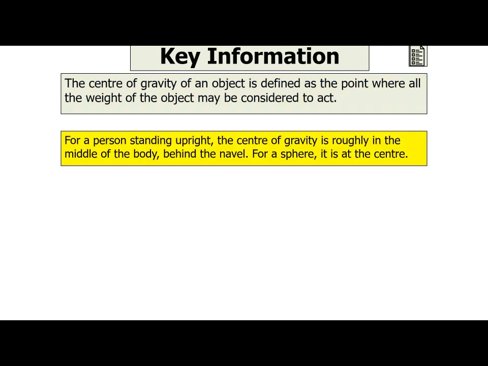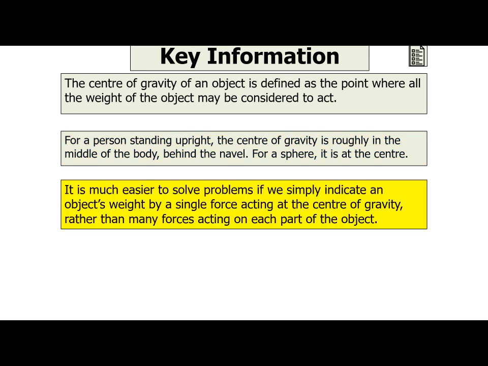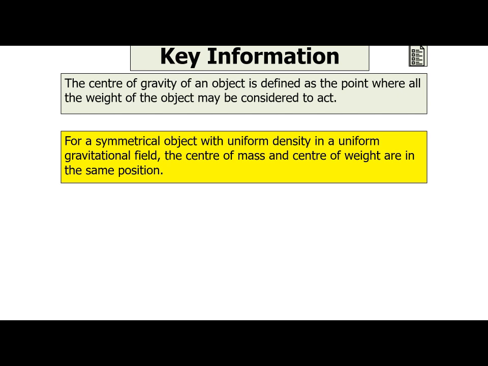Now, for a person standing upright, the centre of gravity is roughly in the middle of the body behind the navel. Now, for a sphere, it's at its centre. Now, as mentioned before, it's much easier to solve problems if we simply indicate an object's weight by a single force acting at the centre of gravity, rather than many forces acting on each part of the object. Now, for a symmetrical object with a uniform density and a uniform gravitational field, the centre of mass and the centre of weight are in the same position.